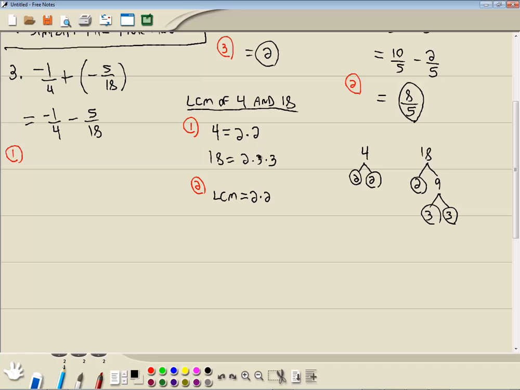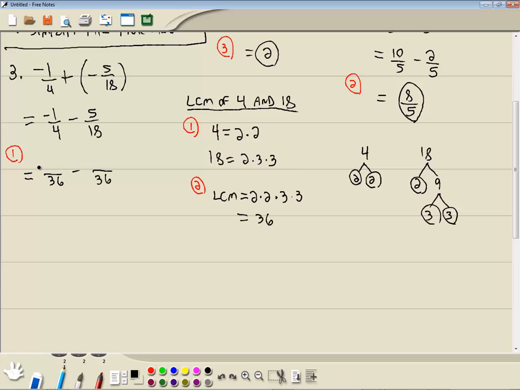Then we go to our next prime, which is 3. There's no 3's here. There's 2 3's here. So the greatest number of 3's on any single line is 2. 2 times 2 is 4, times 9 is 36. So that would be our LCM of 4 and 18, which is actually our least common denominator. You'll find that LCM and LCD kind of serve the same purpose. They allow us to get something the same.